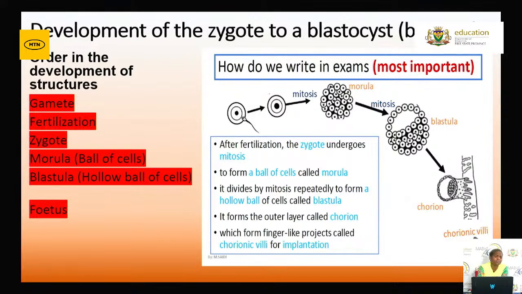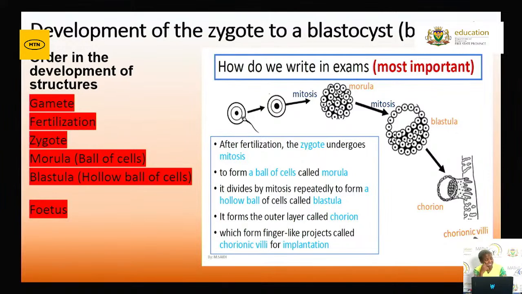And then how are you expected to write or to describe this process in the examination? This is how you have to go about it. After fertilization, the zygote undergoes mitosis, not meiosis, or it divides by the process of mitosis. And some of you, I know that most of the time you will say that the zygote divides by what? Mitotically. Okay. And then to form a ball of cells called morula, and then morula divides by mitosis again to form a hollow ball of cells called blastula. Why a hollow ball? It is because of that empty space that you see there on the blastula.